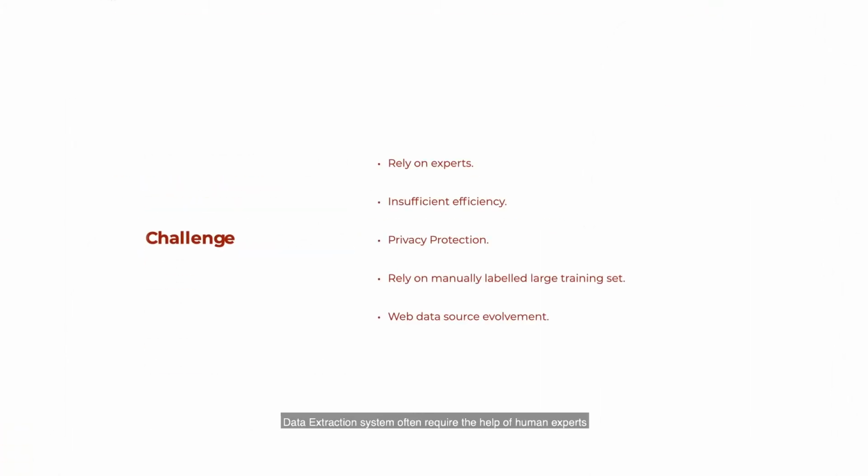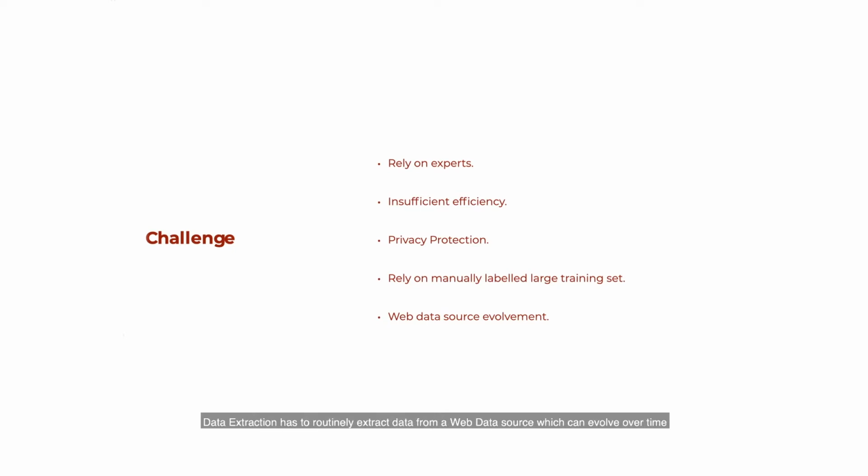I list the following key challenges. Data extraction systems often require the help of human experts. Human feedback, however, may play an important role in raising the level of accuracy. Data extraction techniques should be able to process large volumes of data in a relatively short time. Applications in the field of the social web, or more in general those dealing with personal data, must provide solid privacy guarantees. Approaches relying on machine learning often require a significantly large training set of manually labeled web pages.